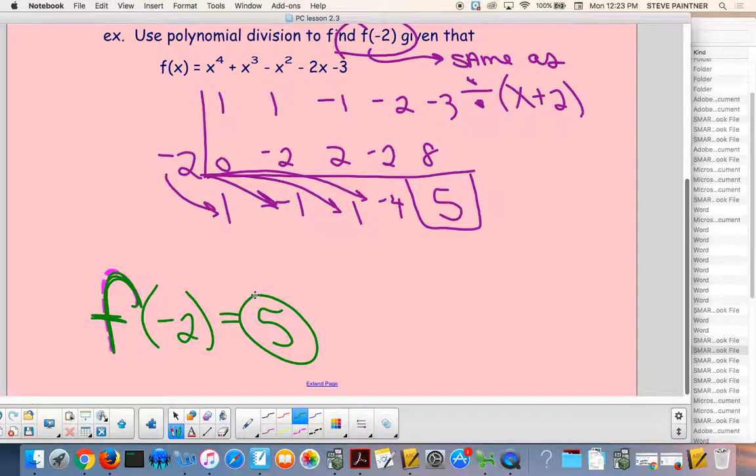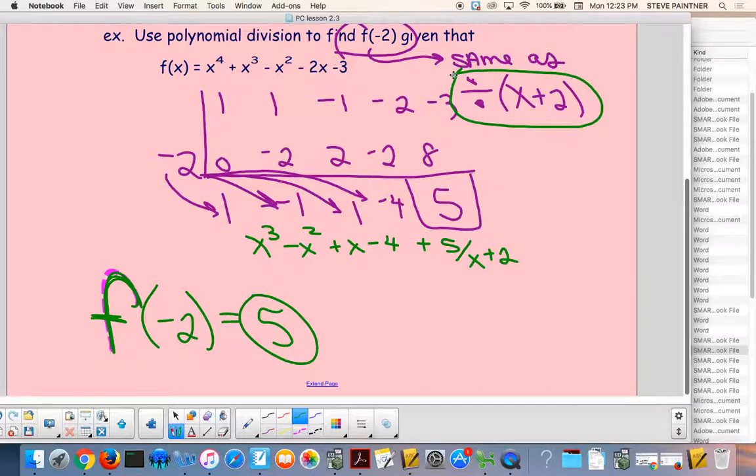You have to understand, if you leave this, and some people will even do this. Some people will say the answer is x cubed minus x squared plus x minus 4. And they might even go like this, 5 divided by x plus 2. They might write that as their answer. That is the answer if I was actually dividing by x plus 2. But that's not what this problem said. This problem said evaluate the function at negative 2.